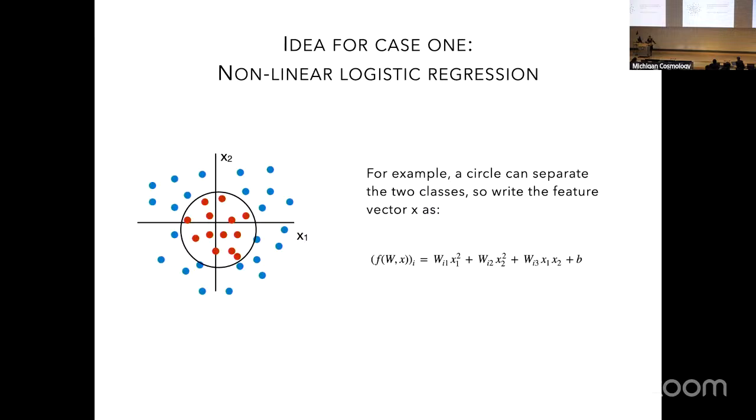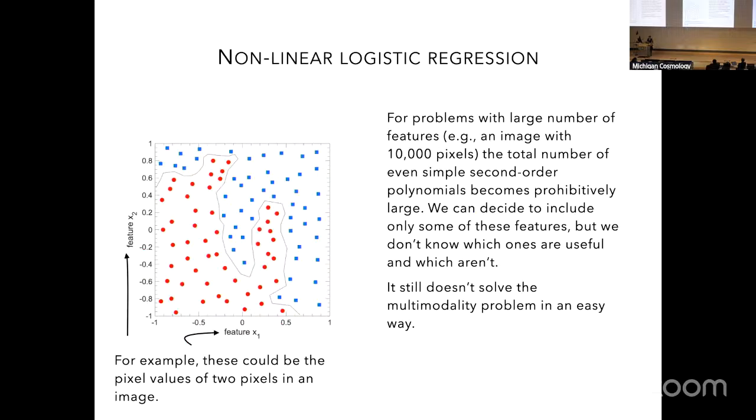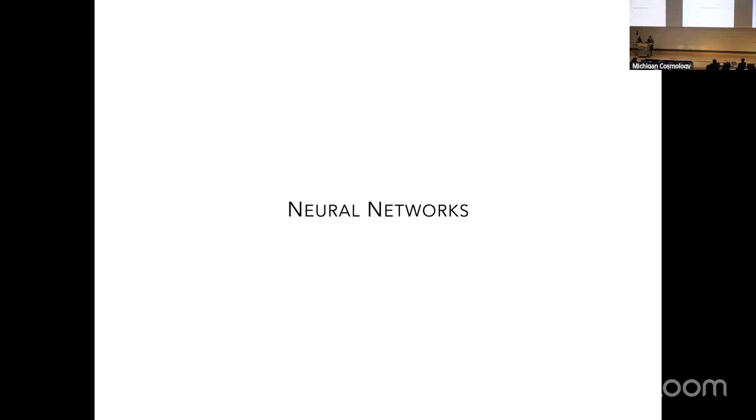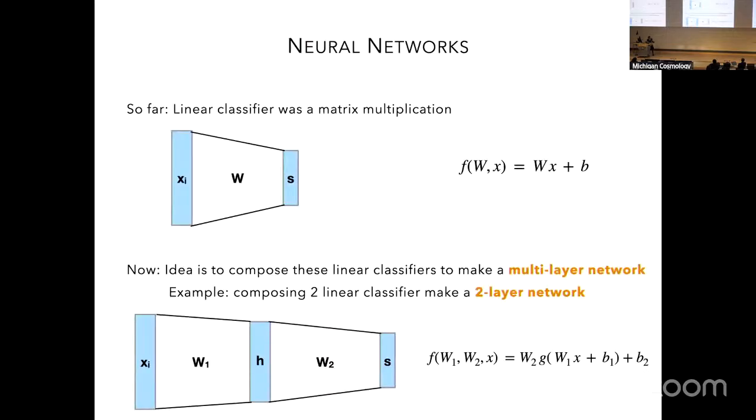But for a circle, it kind of works in 2D, but for even circles in 10,000 dimensions, that's not going to work. So neural networks solve this in a very clever way. We had a linear layer here. This was my input, matrix multiplication, and then my score is my output. And that's what the formula was.